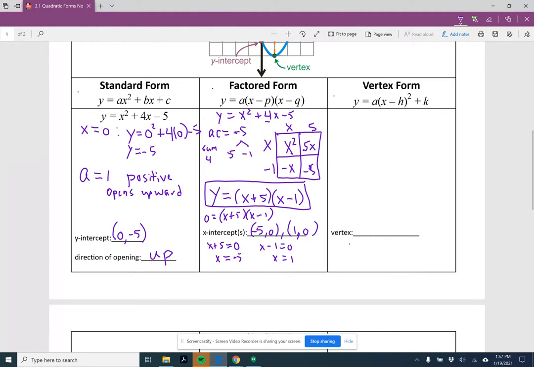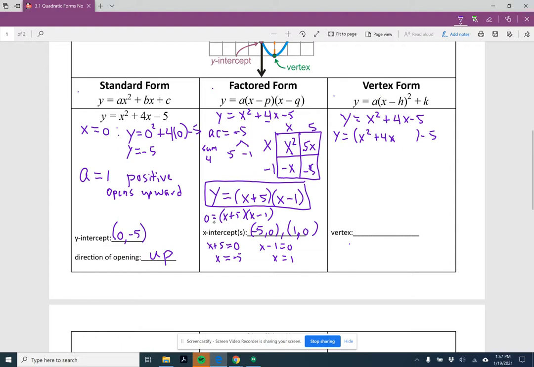Now we're going to talk about how to switch from standard form to vertex form. We'll start with our given standard form. To find the vertex form, we're going to group the x terms together with parentheses. The minus 5 is outside. If a is not 1, we have to divide out or factor out the a. But since a is 1, there's no factoring out of a to be done. In this case, there's nothing to factor out.